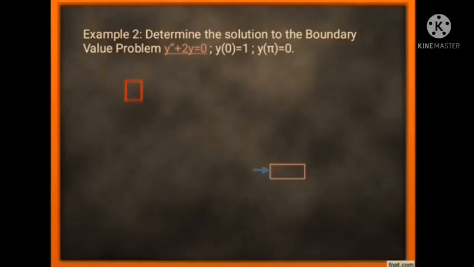Good day, I am Florian D.M. Daan. This is example 2 about boundary value problems. Determine the solution to the boundary value problem y'' + 2y = 0. We're given two boundary conditions: y(0) is equal to 1 and y(π) is equal to 0.